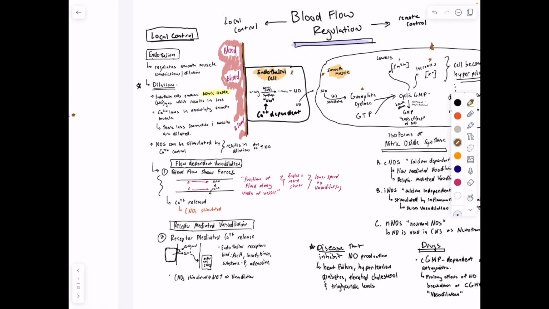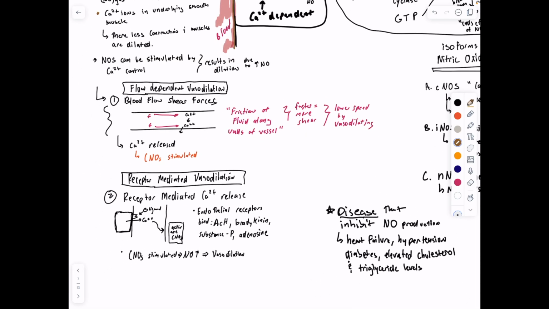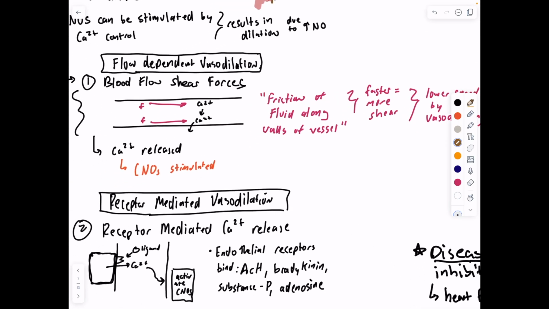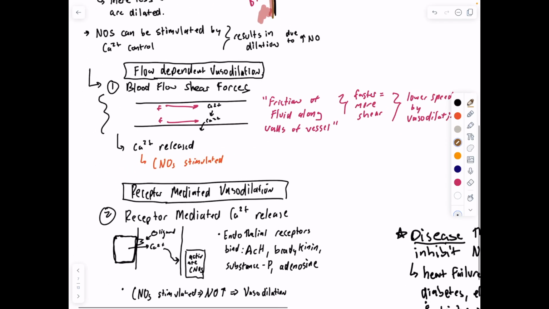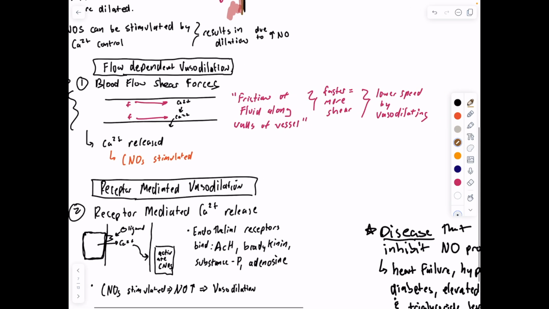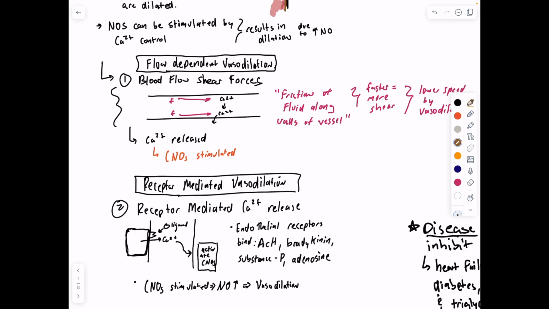Okay, so we can control the amount of nitric oxide produced in a couple of different ways. The first way, and these are both stimulating, so increasing the amount of nitric oxide, is flow-dependent vasodilation. The idea is that if you have an increase in blood flow across a vessel, that's going to cause a lot of friction on the walls of the vessel. The result is that more frictional force, or shear force, on the walls of the vessel due to the flowing fluid is going to release more calcium, and more calcium that the endothelial cells can take up, released by other endothelial cells, is going to stimulate calcium-dependent nitric oxide synthase, so cNOS.